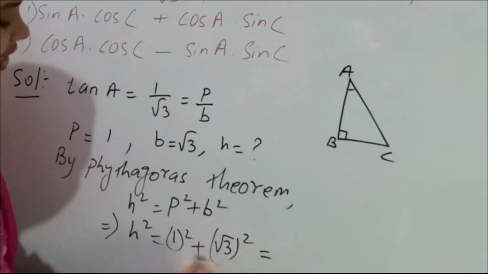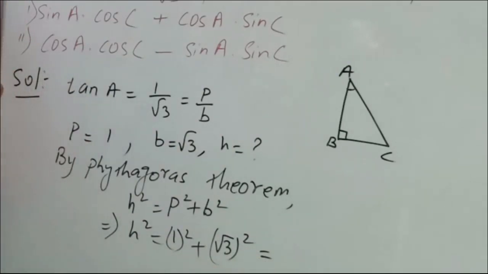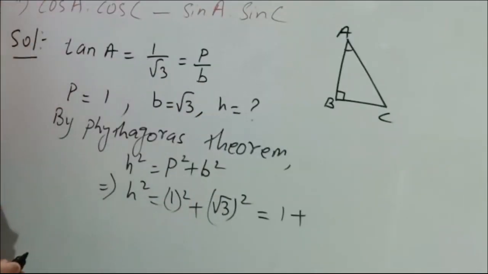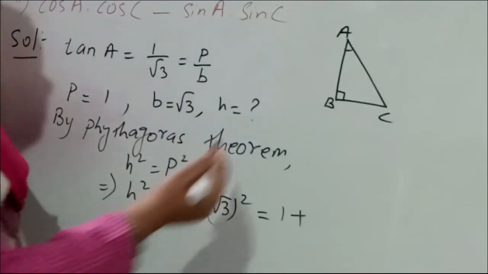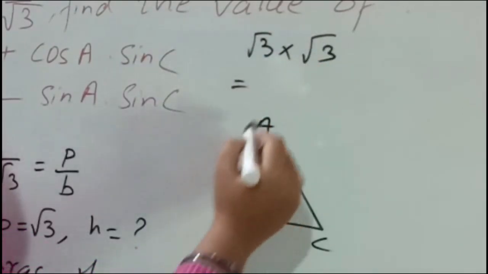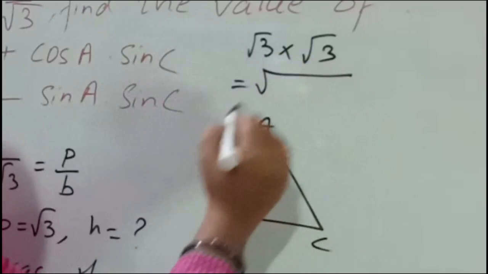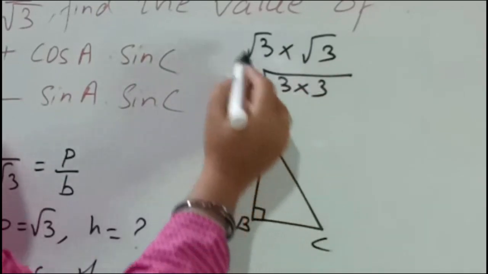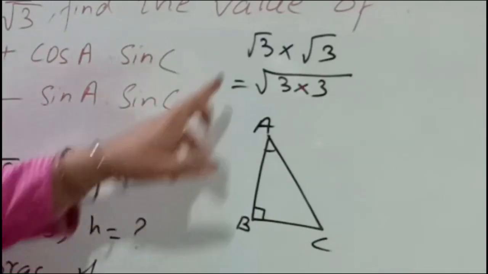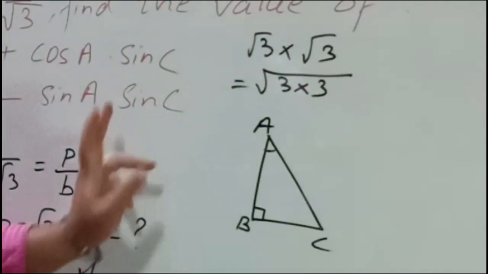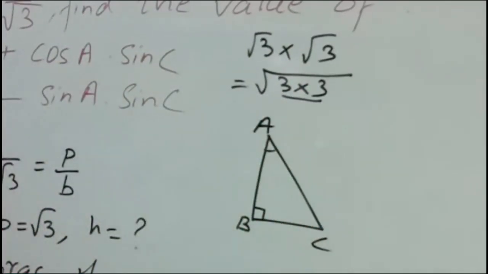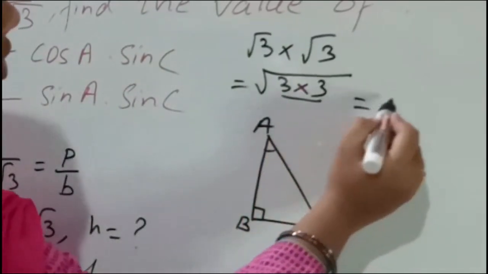Now let's calculate. 1 square means 1 into 1, that is 1, plus root 3 whole square means root 3 into root 3. See here, children, root 3 into root 3, how much does this become? Whole root of 3 into 3, because both are square roots. So a pair of two numbers, one number will come out.